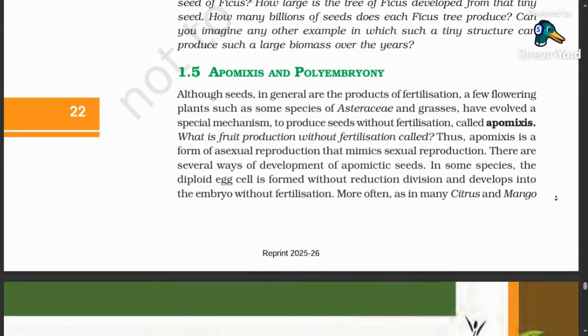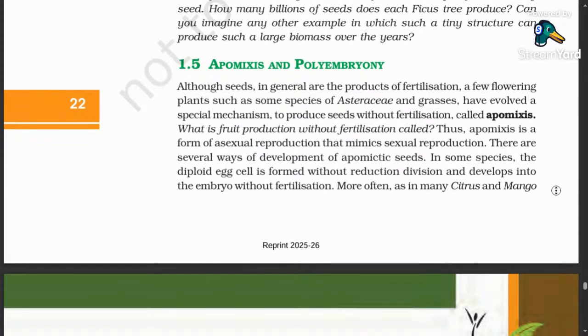Apomixis and polyembryony. Although seeds in general are the products of fertilization, a few flowering plants, such as some species of Asteraceae and grasses, have evolved a special mechanism to produce seeds without fertilization, called apomixis. What is fruit production without fertilization called? Thus, apomixis is a form of asexual reproduction that mimics sexual reproduction. There are several ways of development of an apomictic seed.